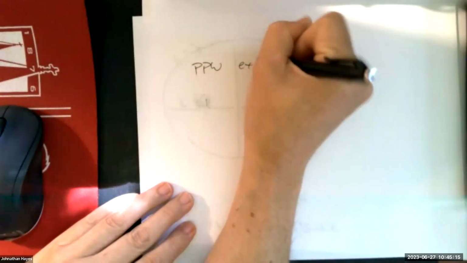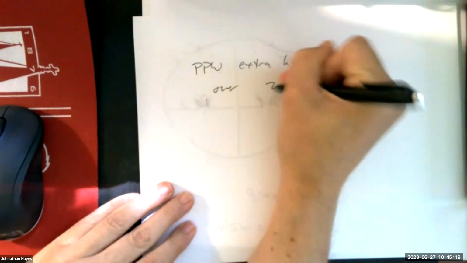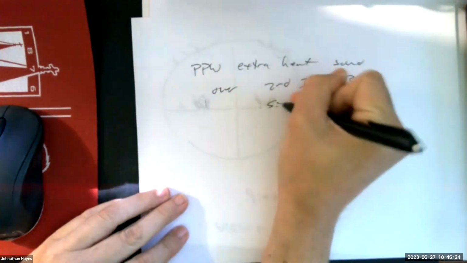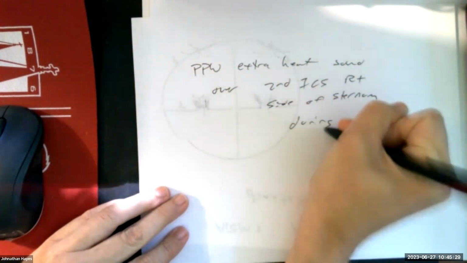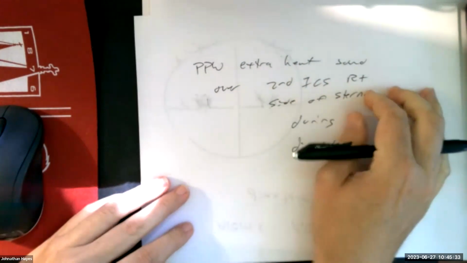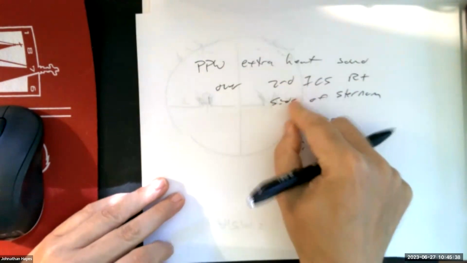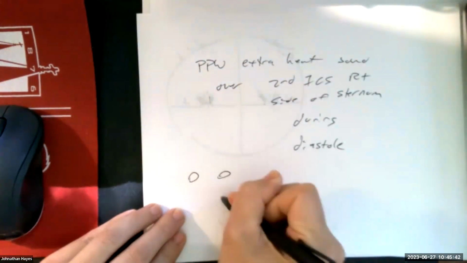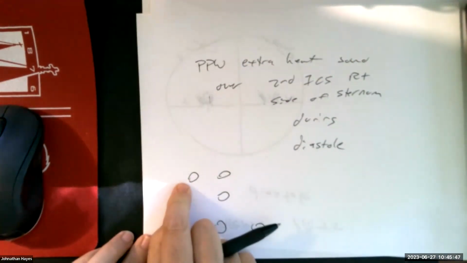Patient presents with extra heart sound over second intercostal space, right side of sternum during diastole. There you go. So if a patient presents with an extra heart sound over the second intercostal space, right side of the sternum, first thing I need to do is figure out what valve are we listening to. So right here. So that's aortic, right?